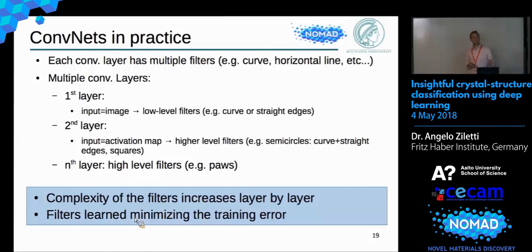So you need multiple filters and multiple layers. But that's it. And two things to remember that will come towards the end of the talk. The first is that the complexity of the filters increases layer by layer. And the filters are learned by minimizing the training error, so directly from the data.